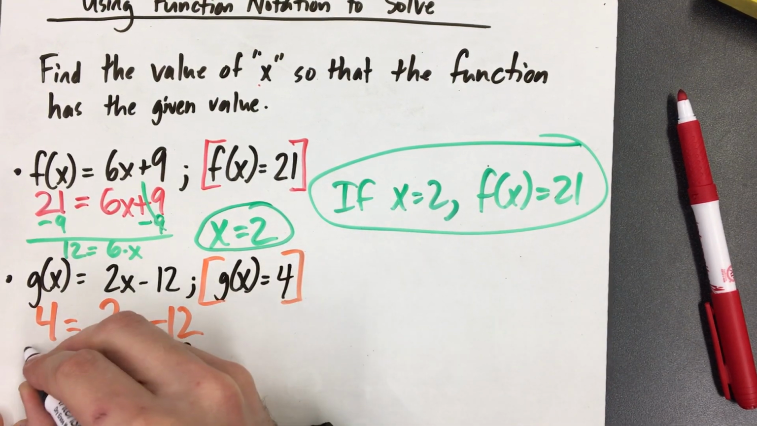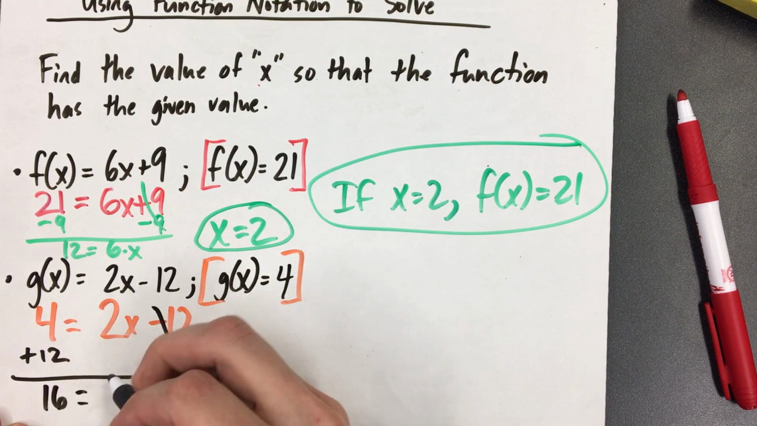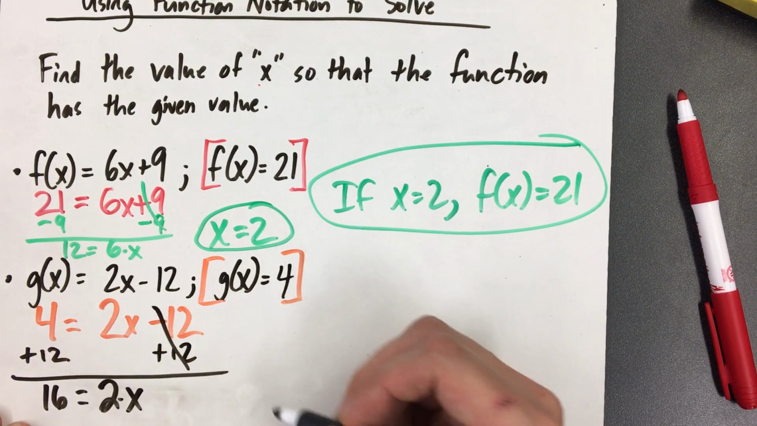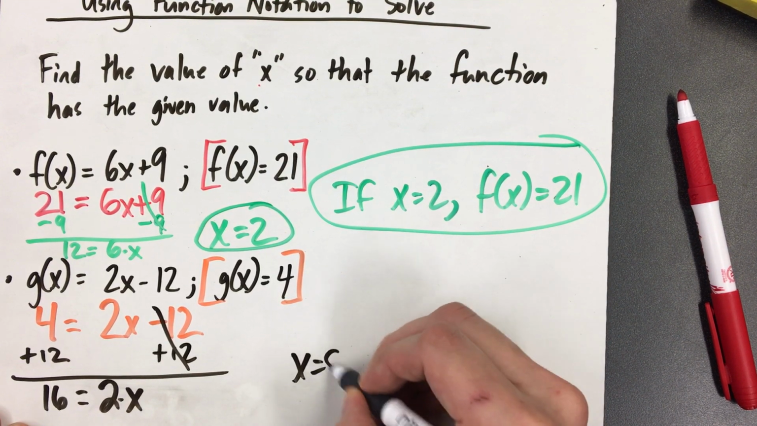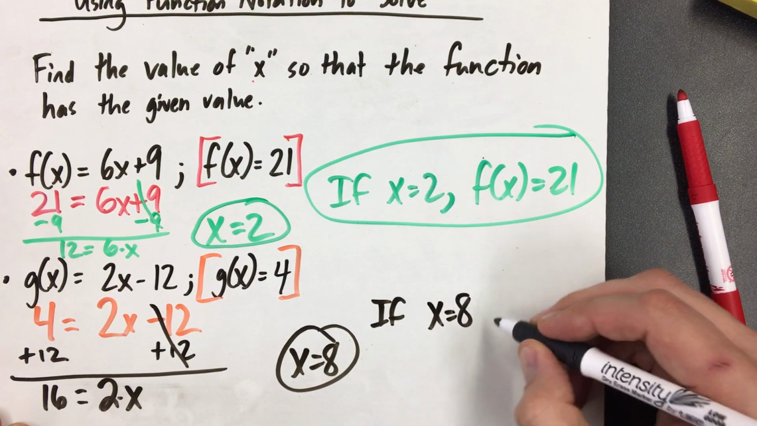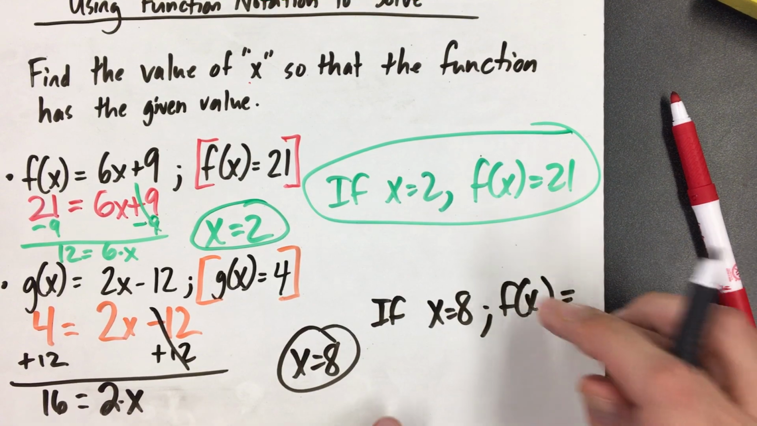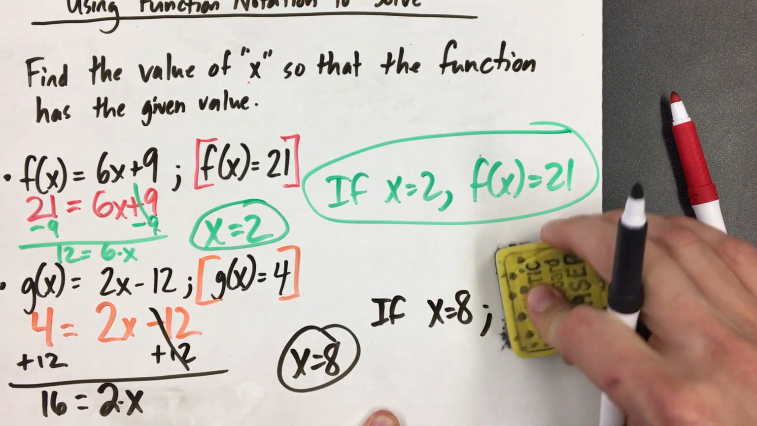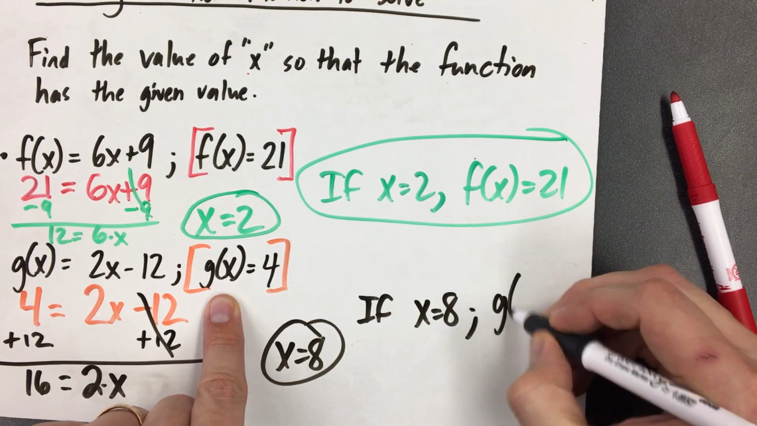Instead of minus 12, I'm going to do plus 12 on both sides. We learned how to solve these equations last year or in chapter 1. So this part I'm going to fly through. 16 divided by 2 is 8. So we could say the answer is x equals 8. Or if you want to be a little more fancy pants, you could say if x equals 8, then f of x equals, oh no, this isn't f, this is a g. Then g of x equals this, right? Then g of x would equal 4.